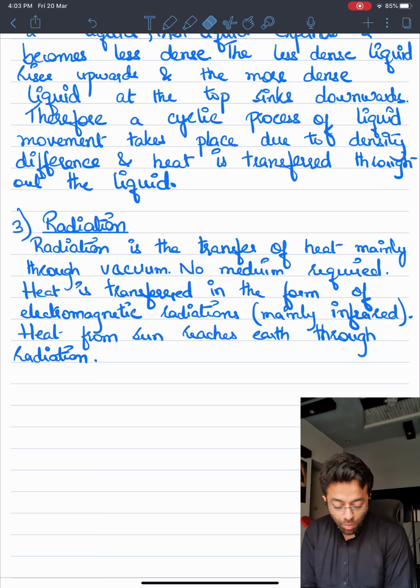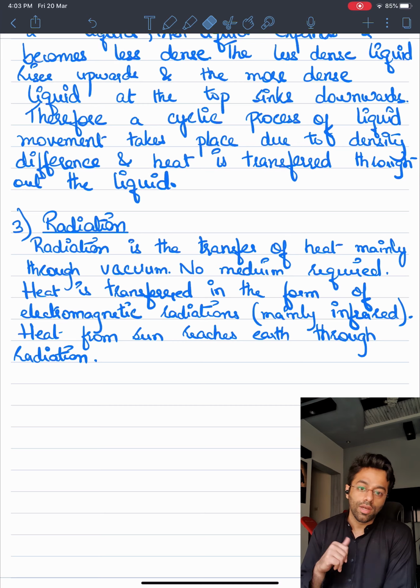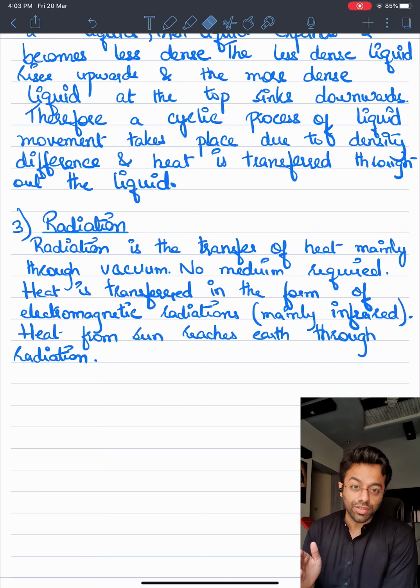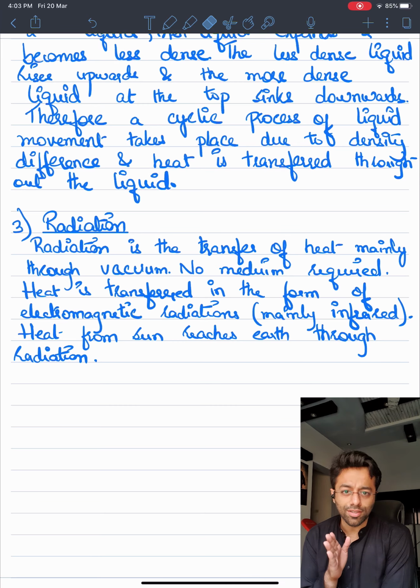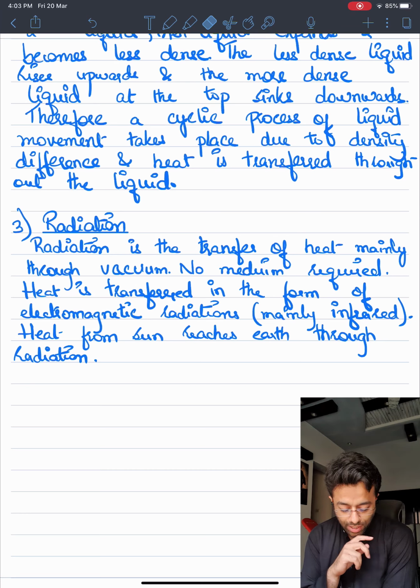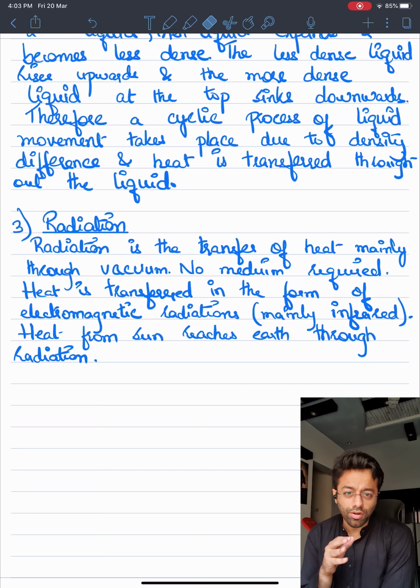Heat is transferred in the form of electromagnetic radiations, mainly infrared rays. Students, in the topic of electromagnetic spectrum, we'll talk about the electromagnetic radiations. Sun is emitting a lot of radiations, and there's ultraviolet, there's light, there's infrared. We'll talk about all these radiations when we talk about that chapter. And again, heat from sun reaches us through radiation.